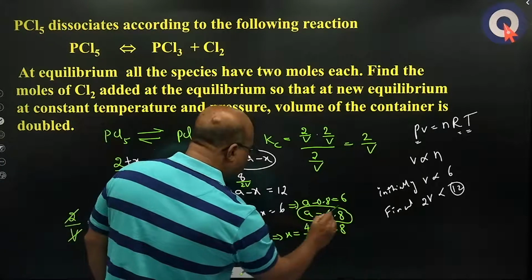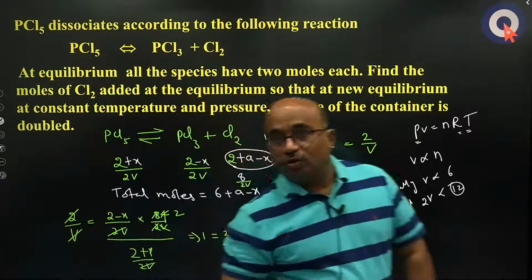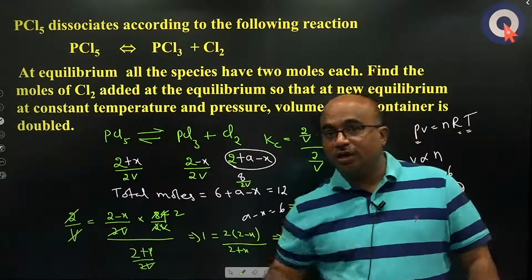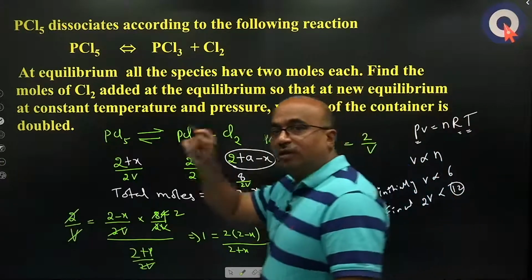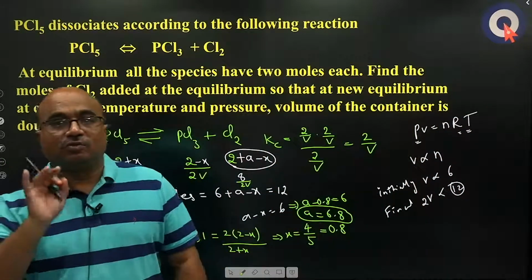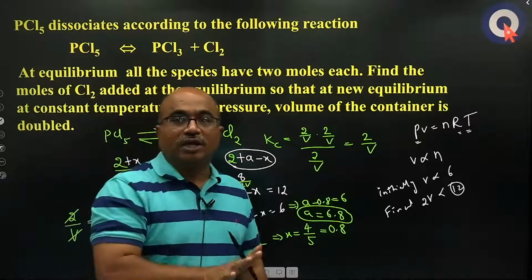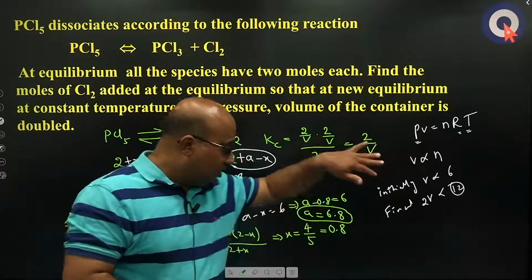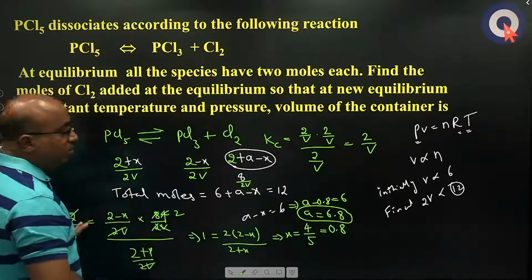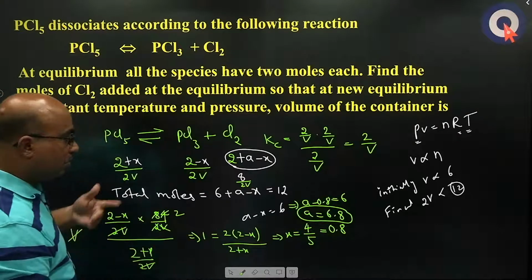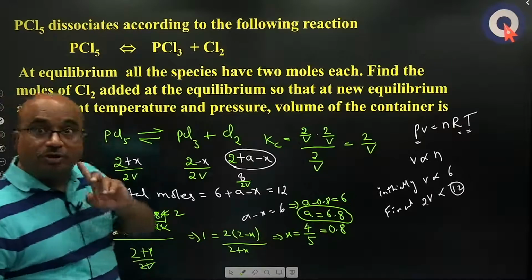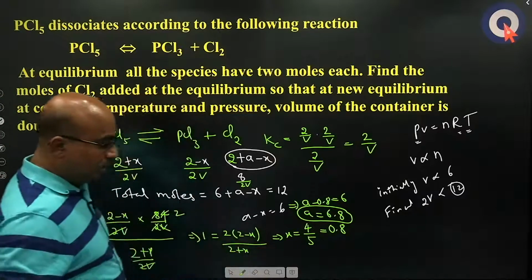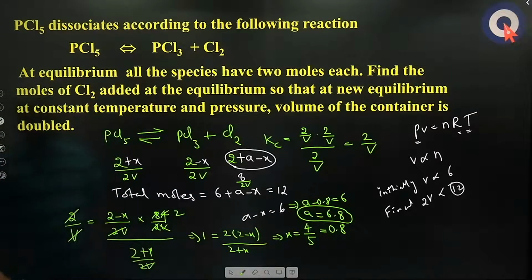So total overall moles of Cl2 that we should add to the equilibrium already attained with 2 moles of PCl3, Cl2 is nothing but 6.8. So higher quantity we added, so that even though the reaction moves in the backward direction, you will be attaining the situation where the volume of the container also becomes double. Clear?